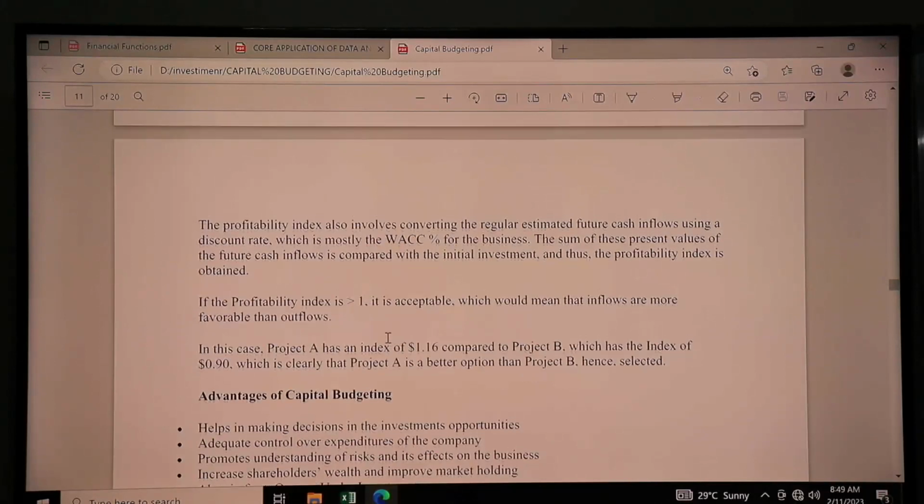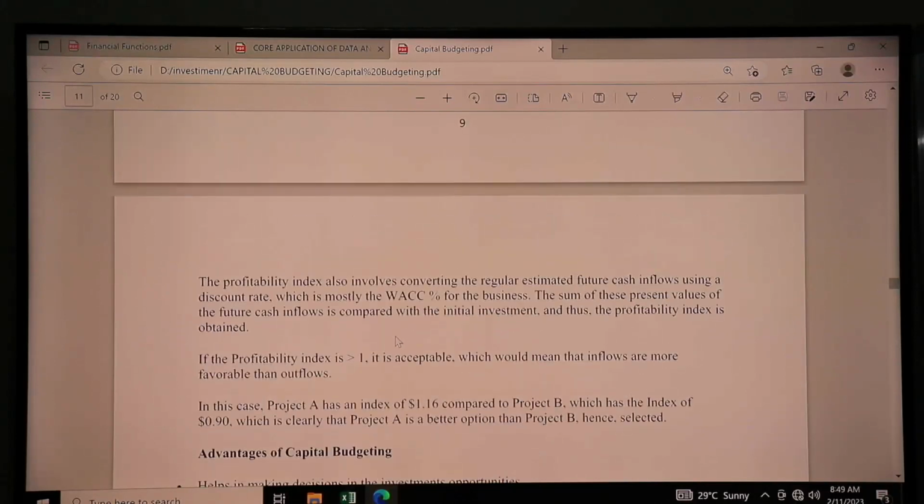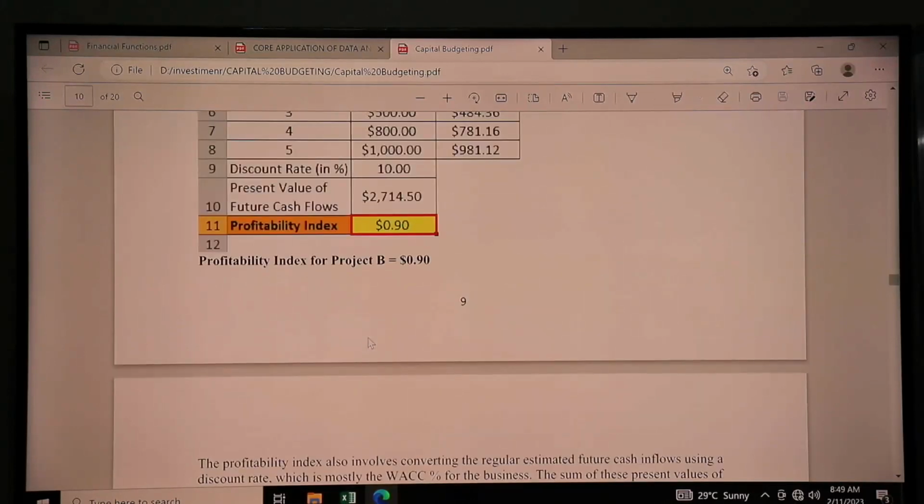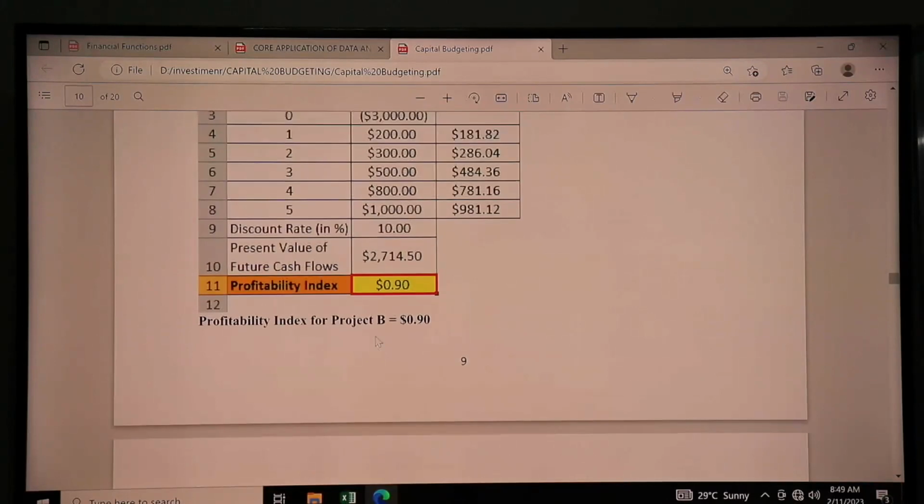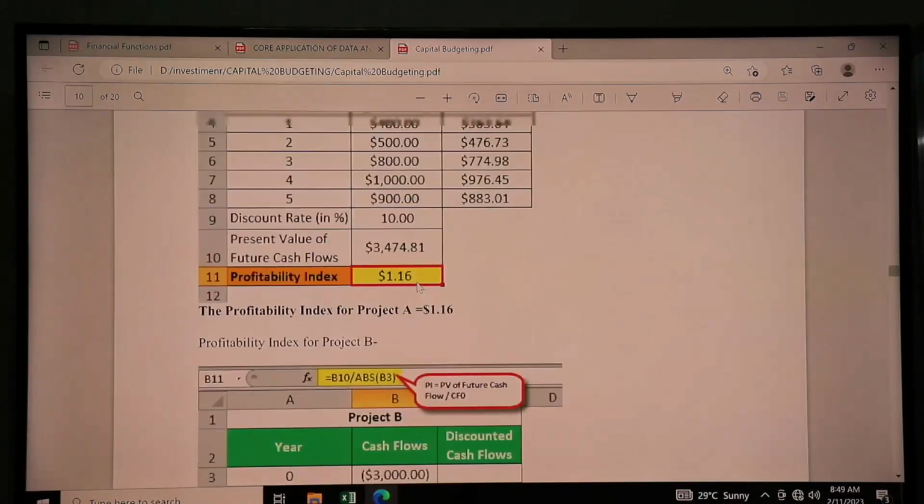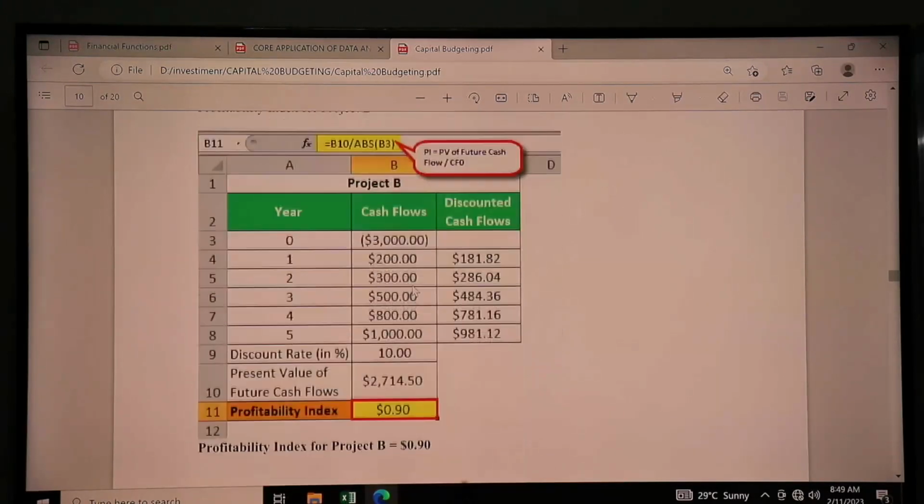So that is another alternative of confirming whether the project is worth it or not. There are several ways of confirming that, and we have seen this using the profitability index.